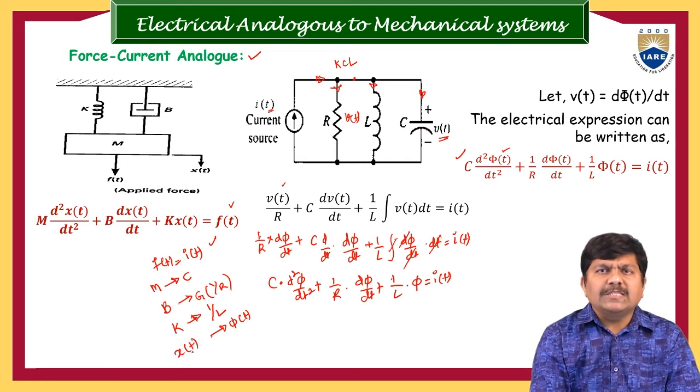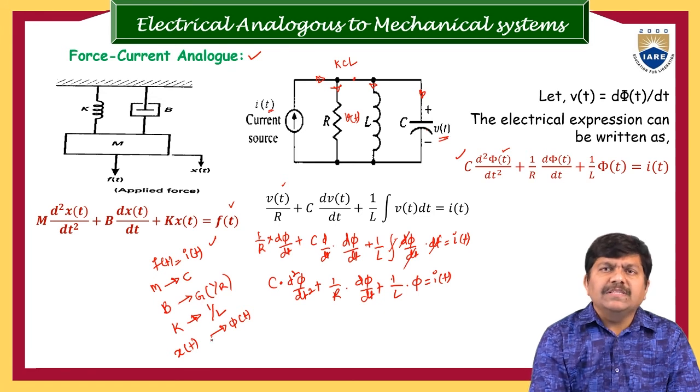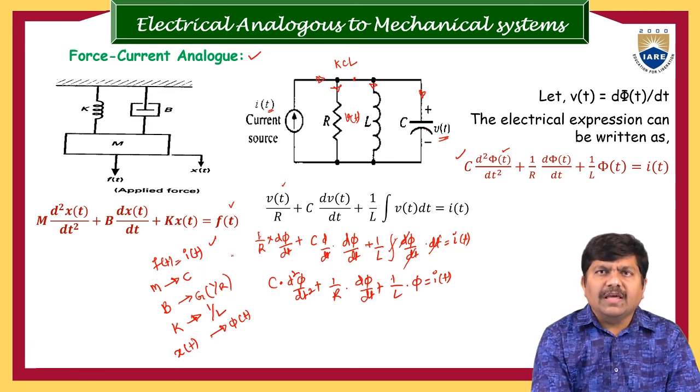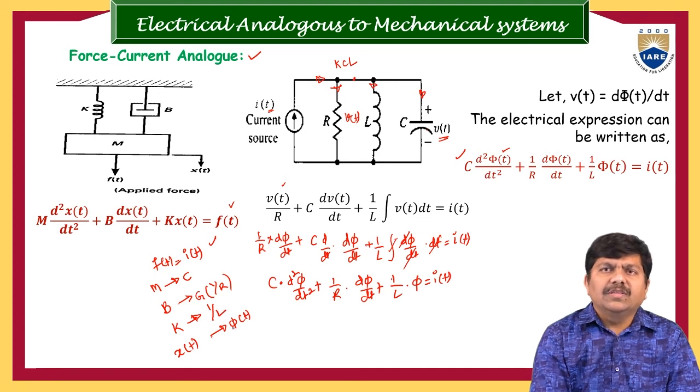So if the displacement in the mechanical system is equal to the flux passing through the electrical system, then force is also equal to the current, then mass will be equivalent to the capacitance, the dashpot is equivalent to the conductance, and the spring is equivalent to the reciprocal of the inductance. So this is this. And next one is coming to the velocity.